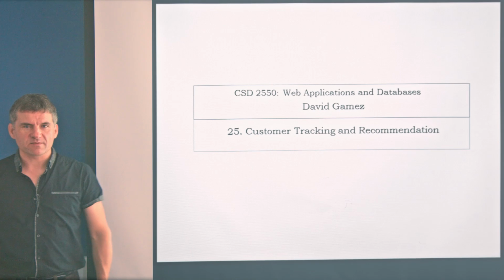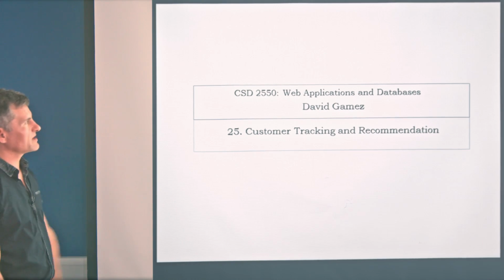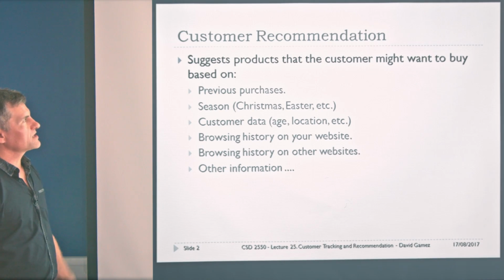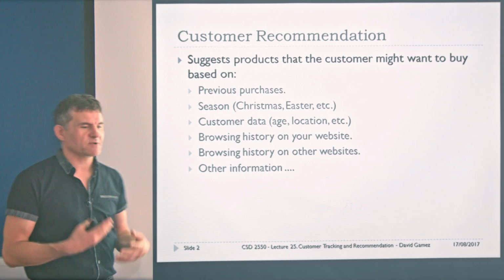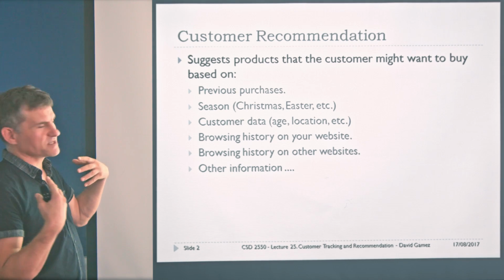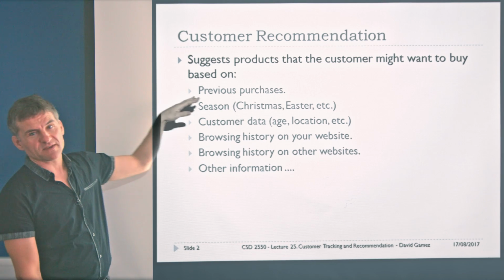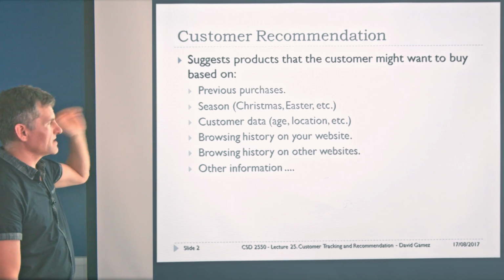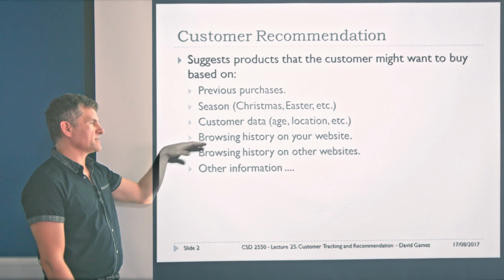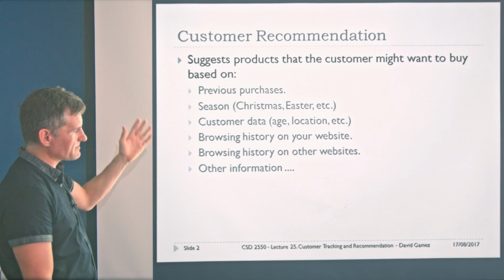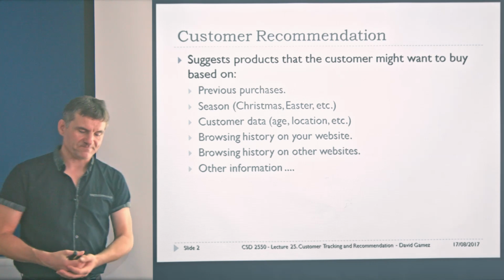Okay, so in this lecture, I'm going to cover customer tracking and recommendation. Customer recommendation is a process in which we're suggesting products to the customer that they might want to buy based on previous stuff they bought, based on the season, based on the customer data, browsing history on your website, browsing history on other websites, or some other information.